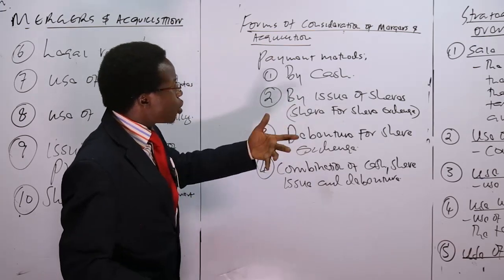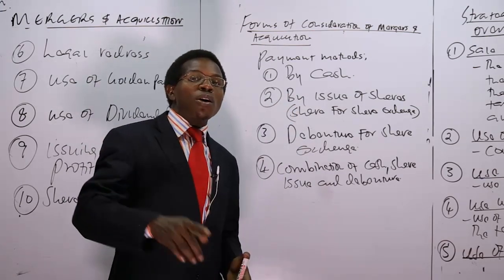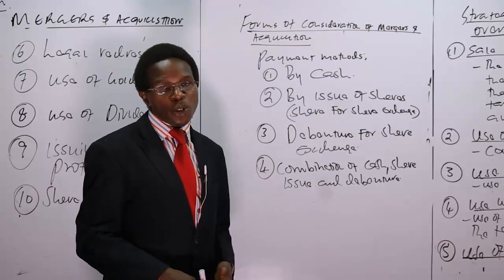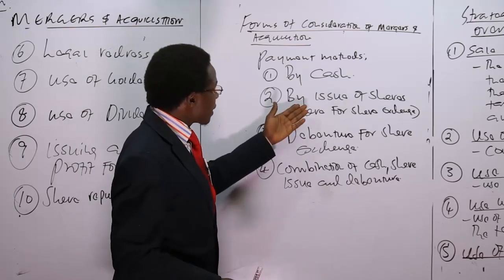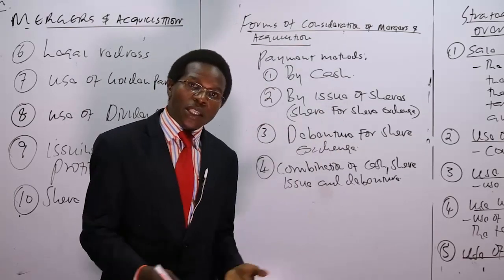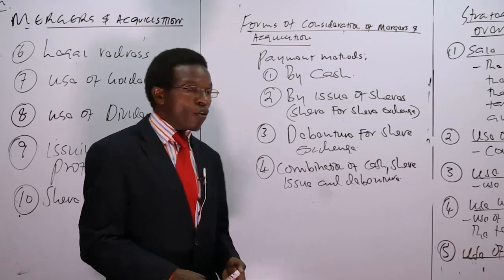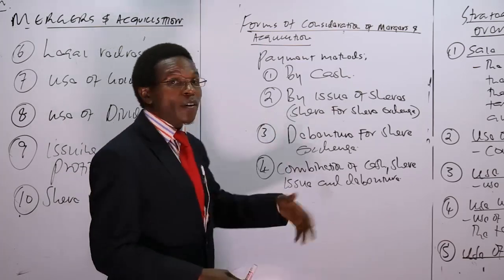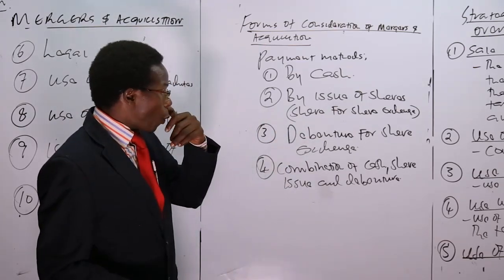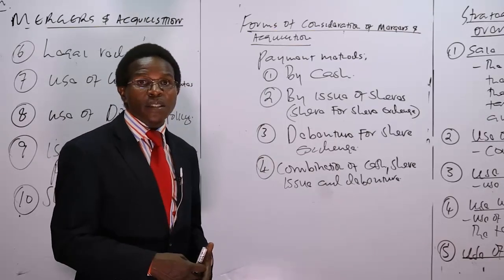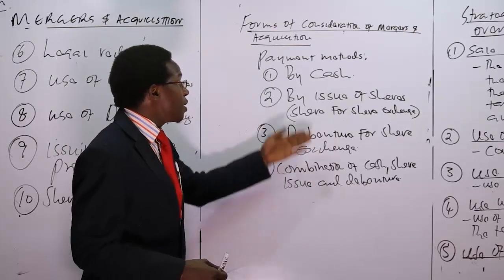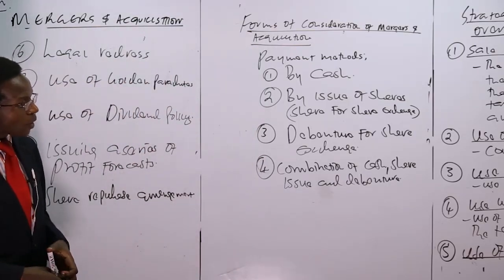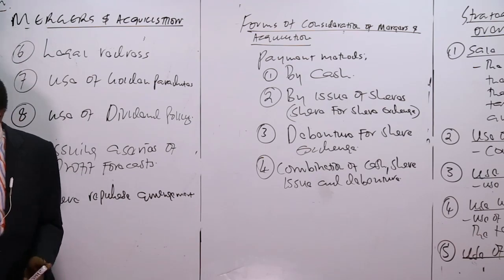Then if it's by issue of shares, then it means that the shareholders of the target will become shareholders of the predator, or the shareholders of the bigger new merged company. In that case, we are going to dilute the earnings of the shareholders of the predator. Debenture for share, we may have the effect of control, because the debenture holders will have maybe some covenants that will have to be made. Then we may want to have a mix, that is a combination of cash, shares issue, and debentures.